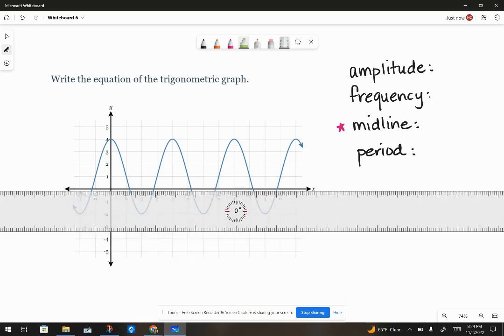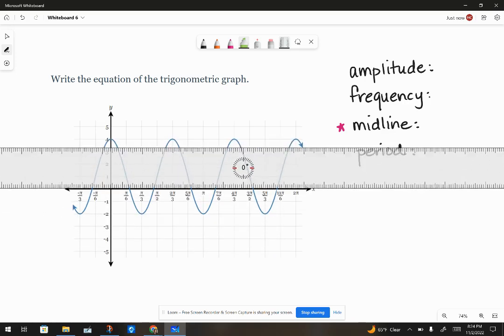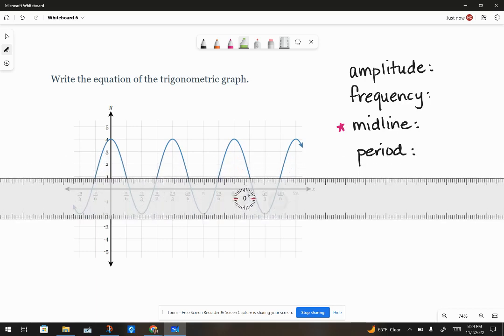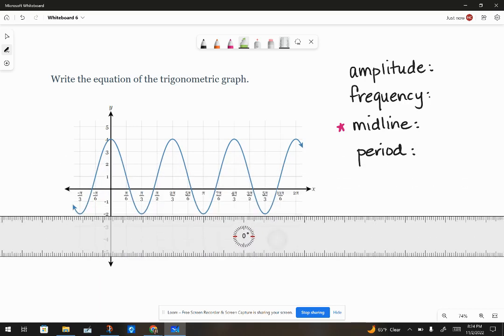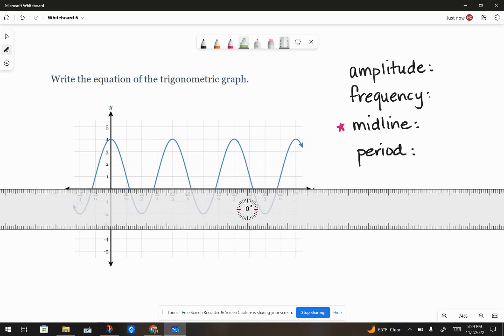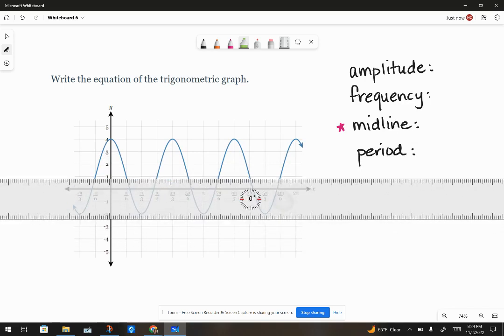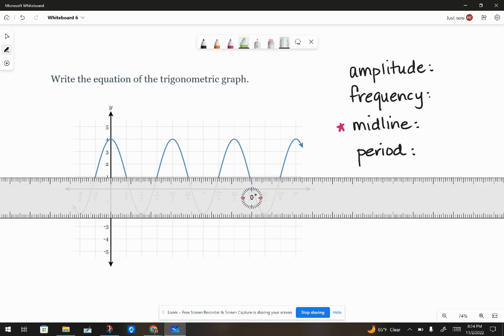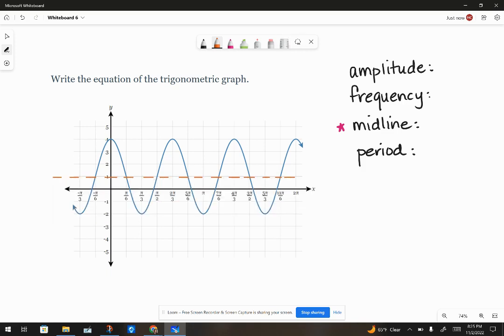So I'm going to either count down 3 squares from the top, 1, 2, 3, and draw the line there, or I can start from the bottom and count up 3. 1, 2, 3. Either way, notice your midline ends up being at y equals 1. So I'm going to use the color orange, and I'm going to draw that midline here just to give you a visual. And that's our midline. And it occurs at y equals 1.